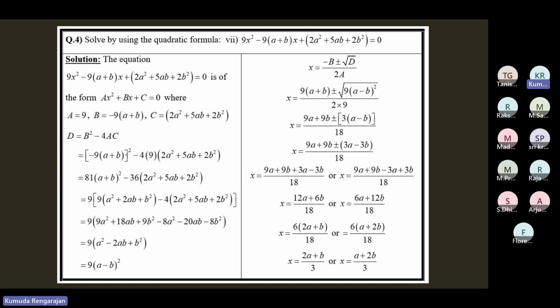And then find the discriminant. Find the discriminant, B square minus 4AC. So B square, this is B square, minus 4 into A into C. So minus into minus is plus. 9 square is 81, A plus B the whole square. And here 9 fours are 36, and this one as it is.